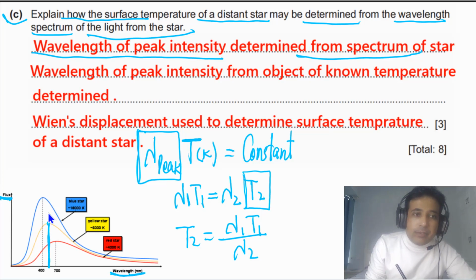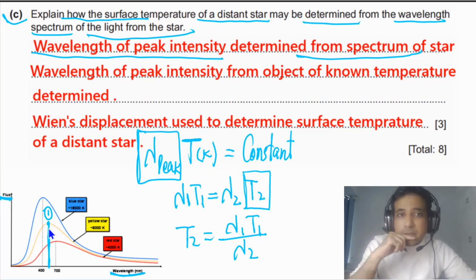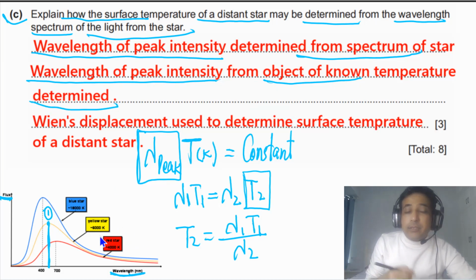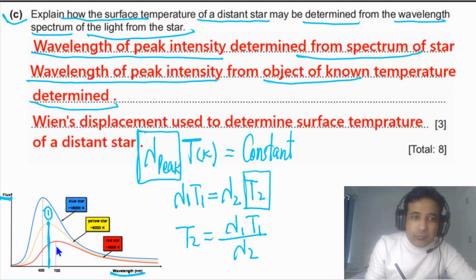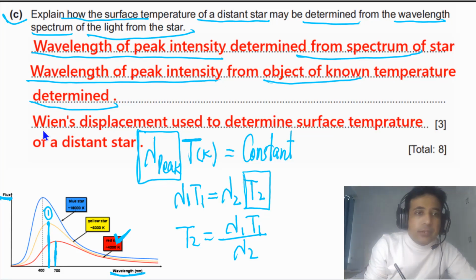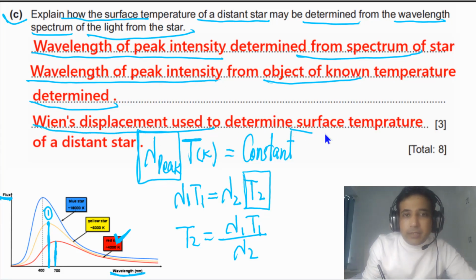And wavelength of peak intensity from an object of known temperature determined. So if you have another star, for example, just imagine that we have this red one. We have the value of its peak wavelength, and also we have its surface temperature. Then what we need to do is simply use this ratio, meaning Wien's displacement law, and we can find the value of surface temperature. So you can say using Wien's displacement law, we can determine the surface temperature of a distant star. So these 3 points you have to write down. If you write down these 3 points, you will get 3 marks. And these are B marks.